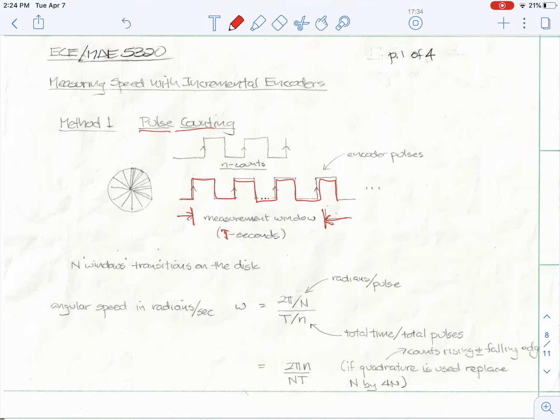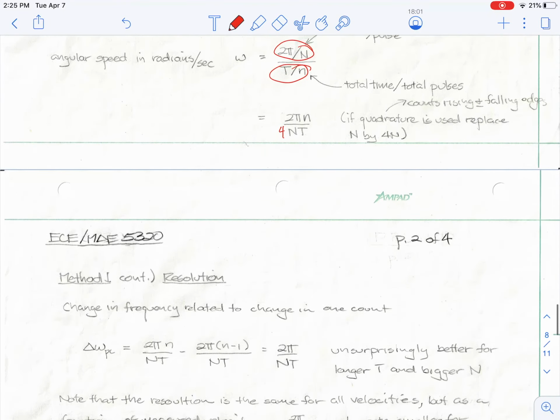Okay, so the angular speed in radians is given by this radians per pulse divided by the total time divided by the total number of pulses. And when I write this out, I've got 2 pi n over nt. And so if I did this in quadrature, or even if I had 2 sensors, I could replace this by 4n, and so I would get an even greater angular speed resolution.